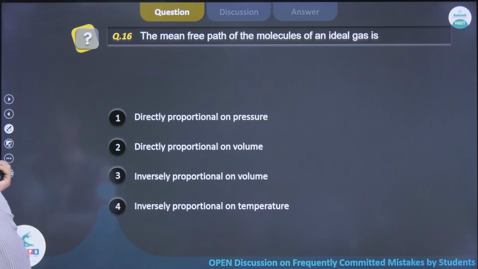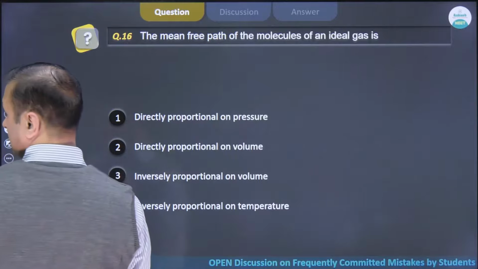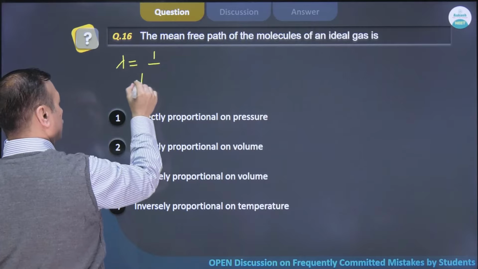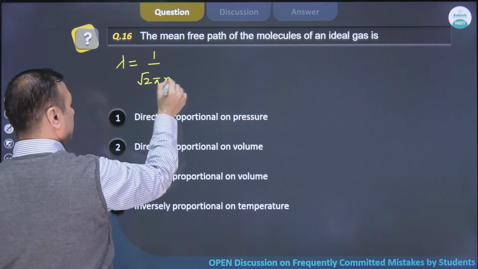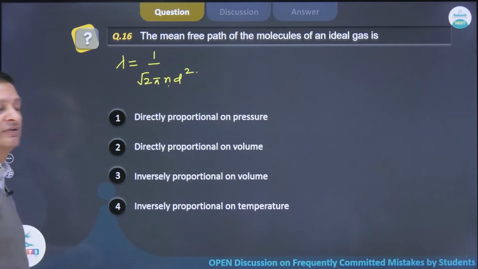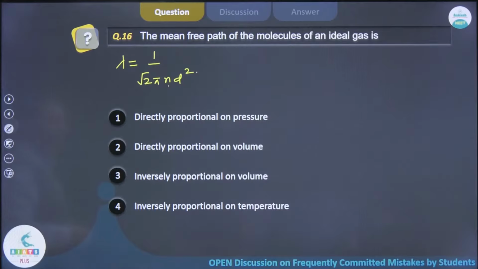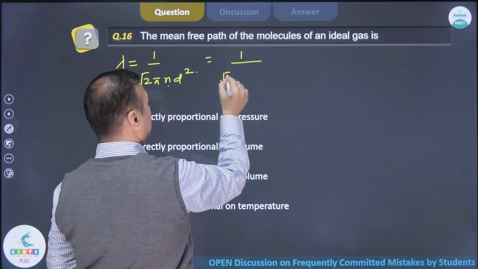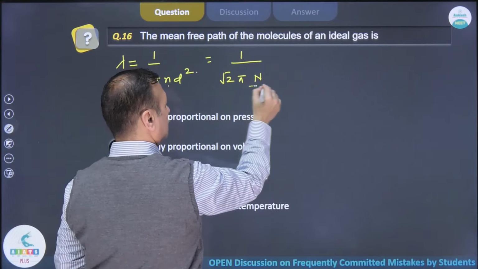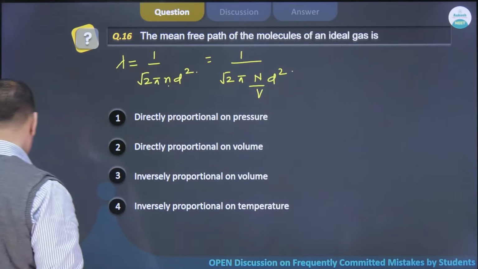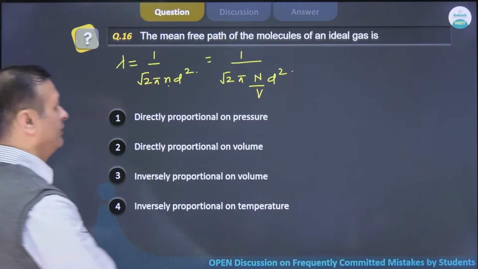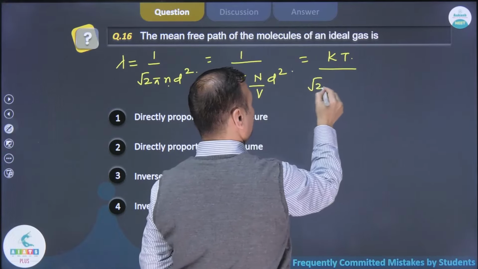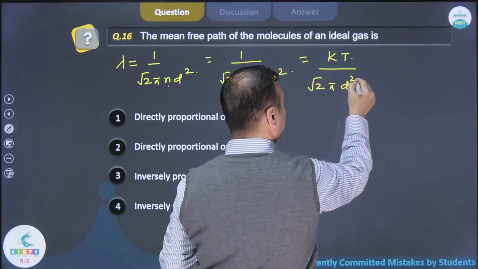The mean free path of a molecule is given by... So, mean free path lambda is 1 by root 2 pi n d square, where n is the number density, that means number per unit volume, and d is the diameter. Got it? And in terms of pressure and temperature, this can be written as kT by root 2 pi d square times P.